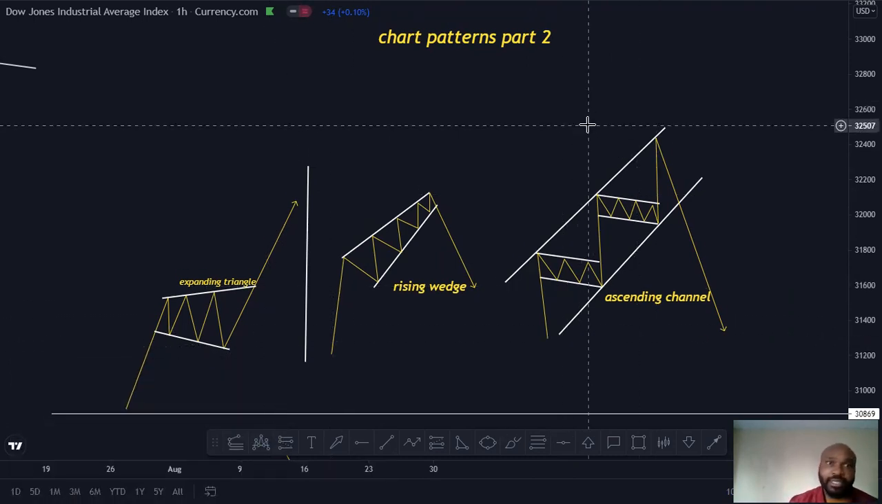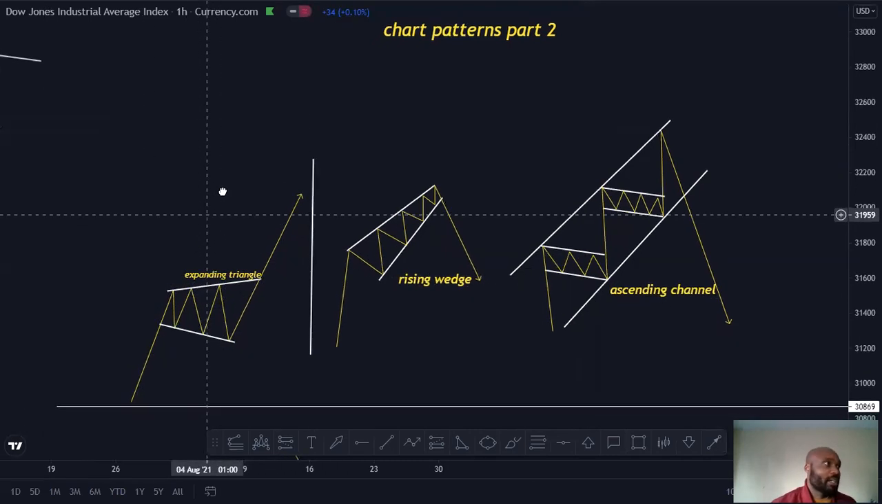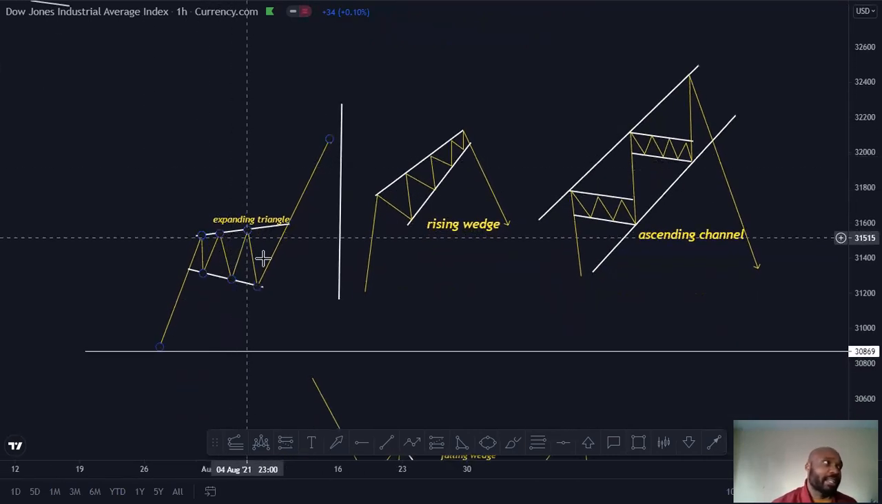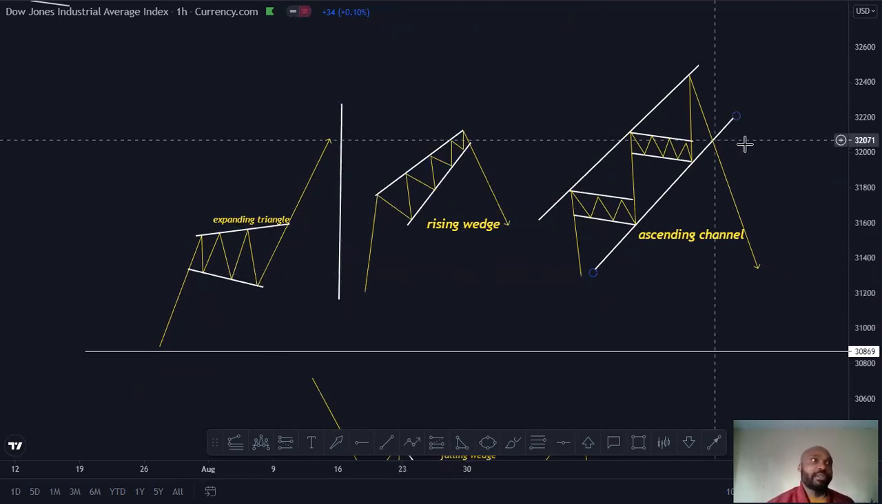So we did the wedge. We did the flag, which is the bullish flag, and the bearish flag as part of continuation patterns. And then the last part on those continuation patterns that we did is the expanding triangle. Okay. So the expanding triangle, guys, is the last part on the continuation patterns that we did. And then we are going to jump into the reversal patterns.